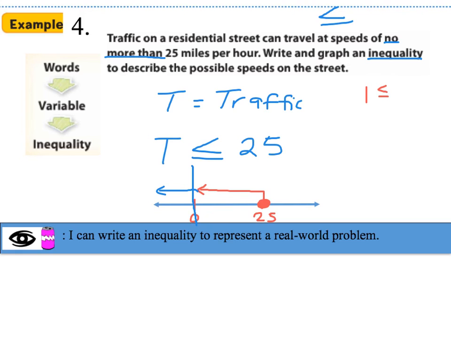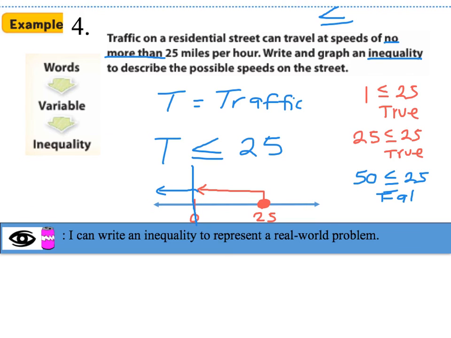1 is less than or equal to 25. That's a true statement. Let's pick the number 25 since it has a solid circle. 25 is less than or equal to 25. That's a true statement. That's why we have a solid circle. Let's try picking a number to the right of it, like 50. 50 is less than or equal to 25. That is a false statement. So anything to the left of 25 could be an answer, including 25.